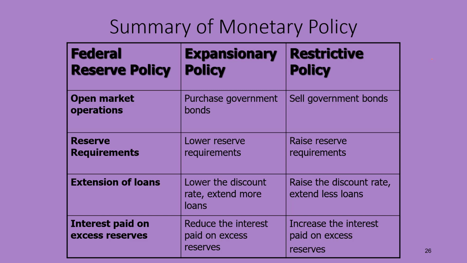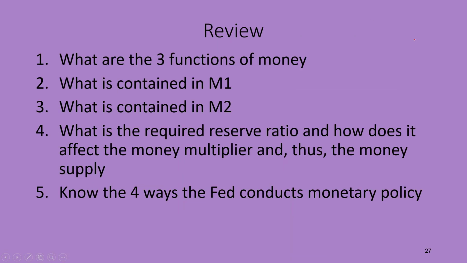They could also raise the discount rate, or the interest rate they charge the banks for borrowing money from them, and that way the banks will be less eager to borrow that money, and the Fed's going to extend fewer loans. Or again, they could increase the interest they pay on excess reserves, and that will encourage banks to keep more money at the Fed and loan out less money to the public. So all those are ways that they could reduce the money supply if they felt that inflation was imminent or about to happen. Right, so that is it for this particular chapter.